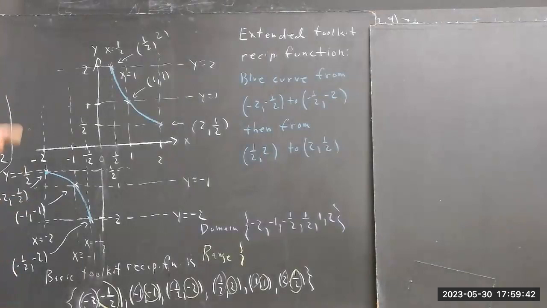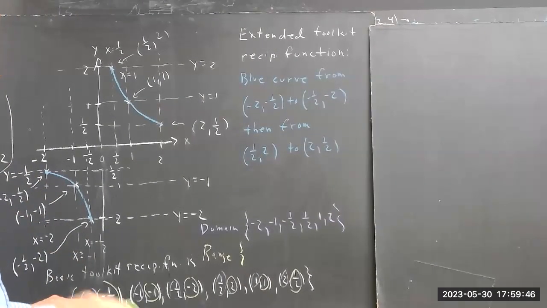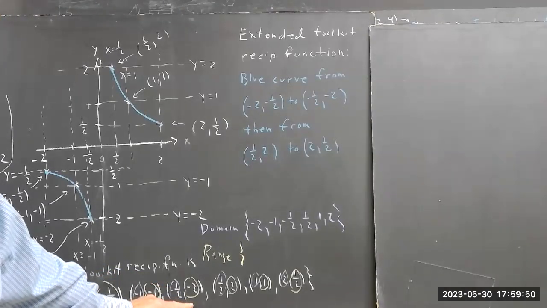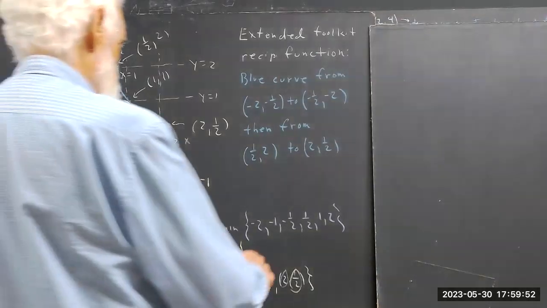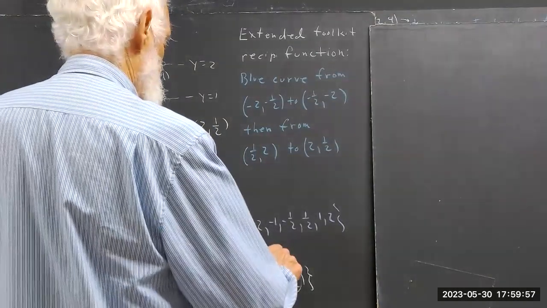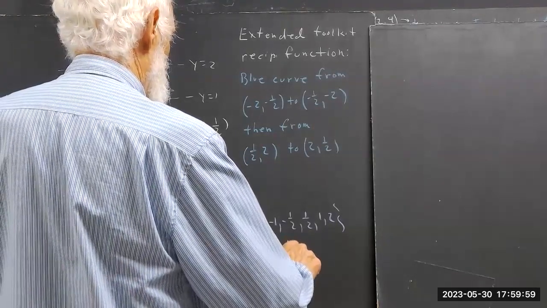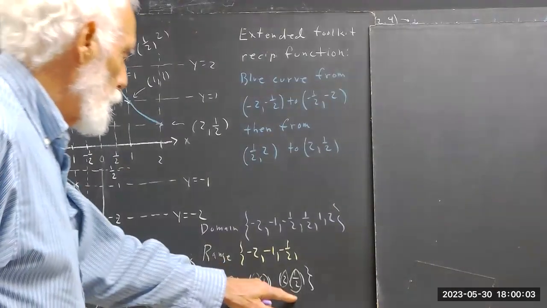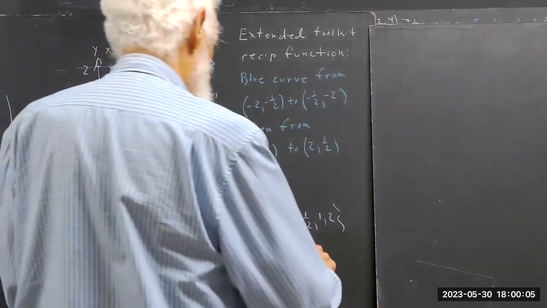Okay, now we want to put these numbers in order from least to greatest. -2 is the leftmost number in the set, so we're going to write -2 first. And then we have -1 and -1/2. And then we have 1/2 and 1 and 2.